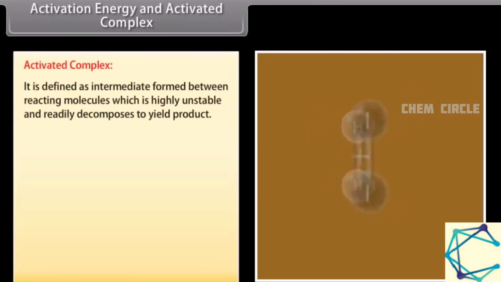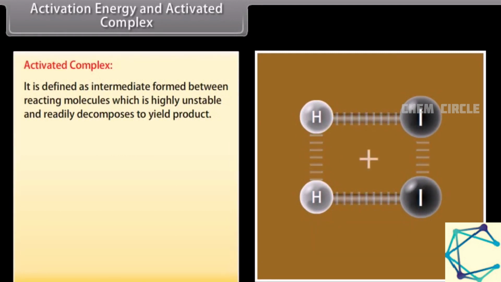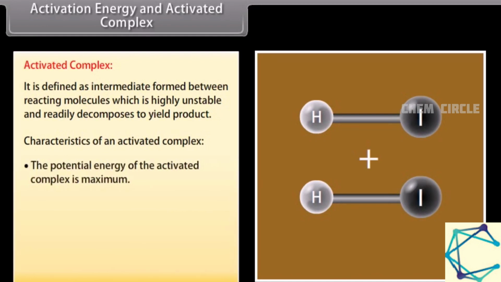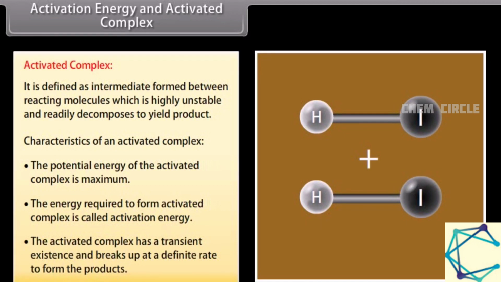Activated complex. It is defined as intermediate formed between reacting molecules which is highly unstable and readily decomposes to yield product. Characteristics of an activated complex. The potential energy of the activated complex is maximum. The energy required to form activated complex is called activation energy. The activated complex has a transient existence and breaks up at a definite rate to form the products.